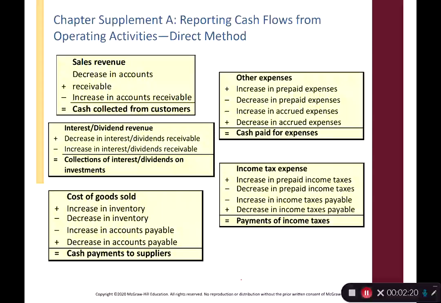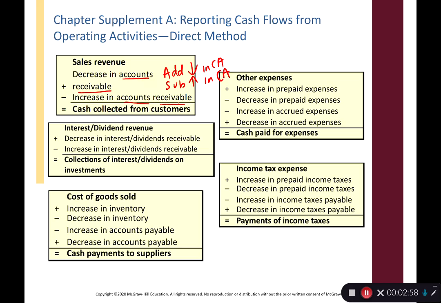So with sales revenue, you're going to start with sales revenue, and then you're going to do your assets opposite, liabilities the same with the related accounts. So here we have accounts receivable. That would relate to sales revenue. So we do assets opposite, which means we add decreases in current assets and subtract increases in current assets. You have to know what current asset relates to revenue, and that's going to be accounts receivable.